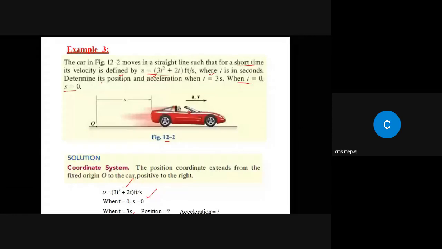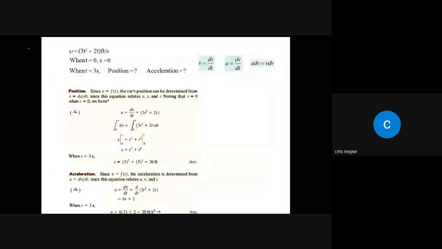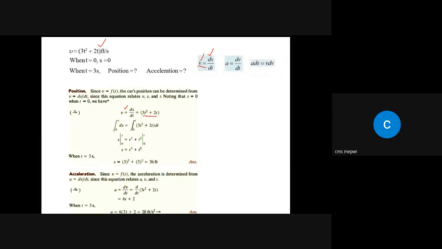Okay. So let's say we need to find out the position. Initially, they are asking for position, so let's use this equation. ds will be equal to v dt. For v, put this value. V is equal to ds by dt. So put the V value over here, take dt to one side and ds to the other side. When you put the integrals, it will be like this.